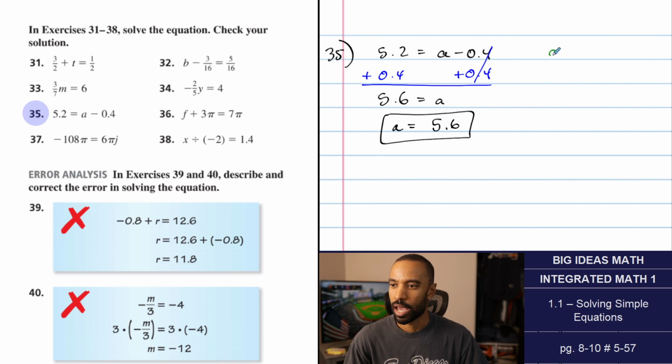Let's check it out. We got to see 5.2 equals 5.6 minus 0.4. And 5.6 minus 0.4 is indeed 5.2.